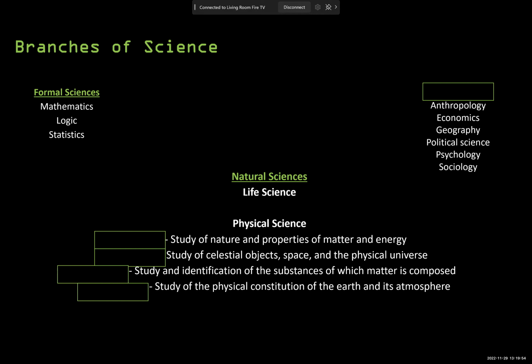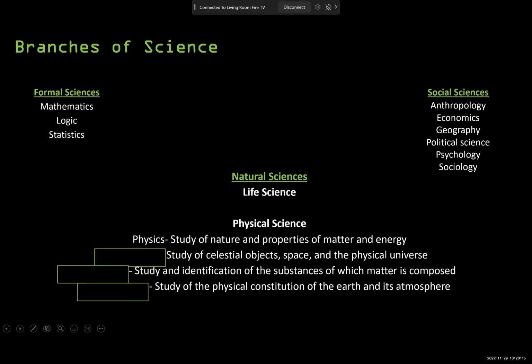The study and property of matter and energy is what science? Do we know? The study of nature and properties of matter and energy. Which branch of physical science is that? Yeah, down here. Oh, sorry, I forgot this one, social sciences. But that's going to be physics.